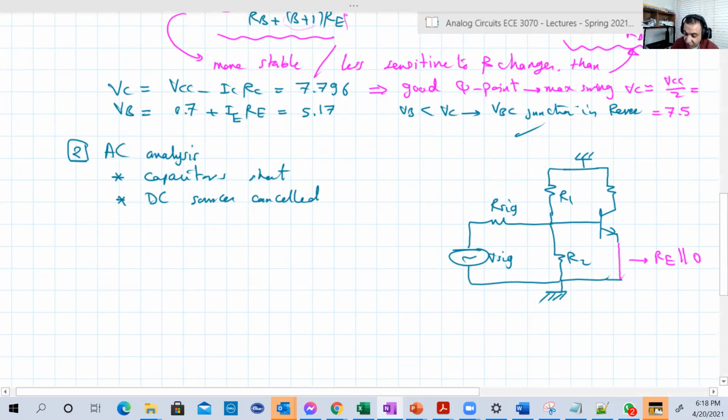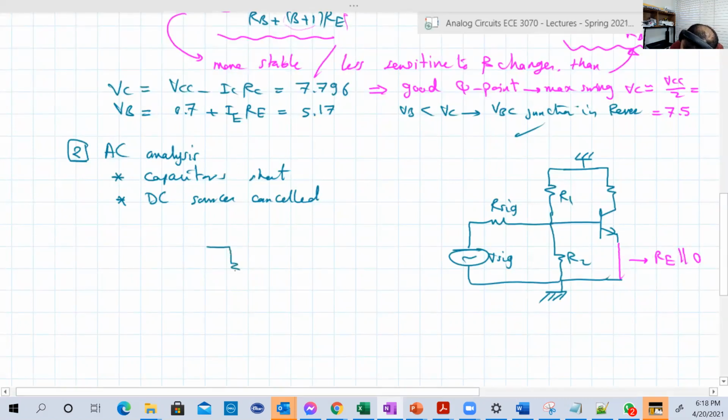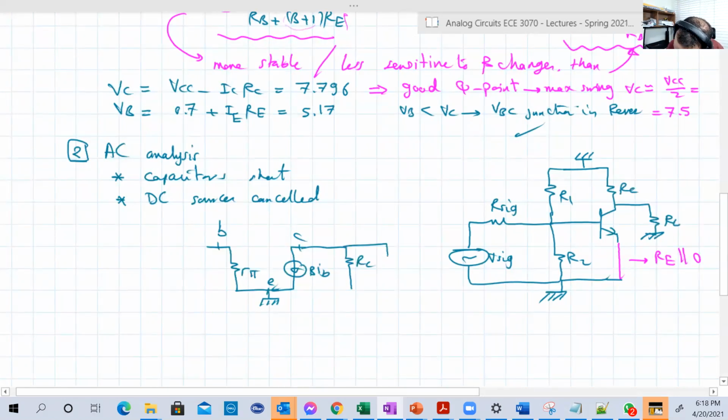Then we draw the equivalent circuit of the transistor. R pi, beta IB, collector, base, emitter. The emitter now is connected to ground, which makes your life very easy. Then, of course, there was RL as well. Then you have RC parallel with RL. And here is VO.